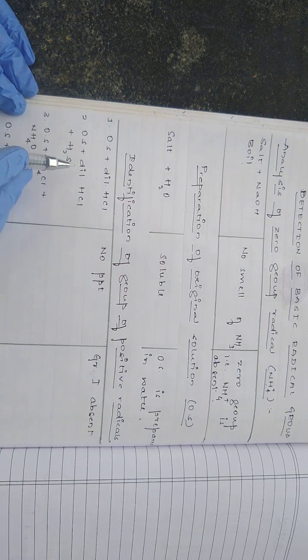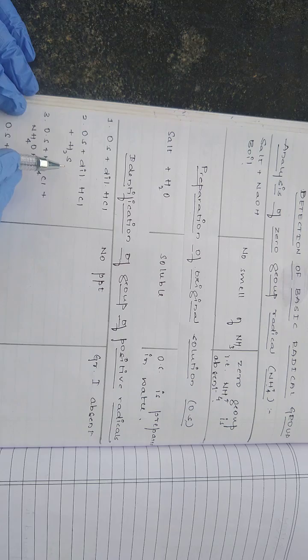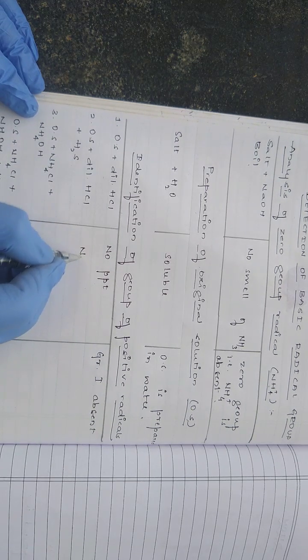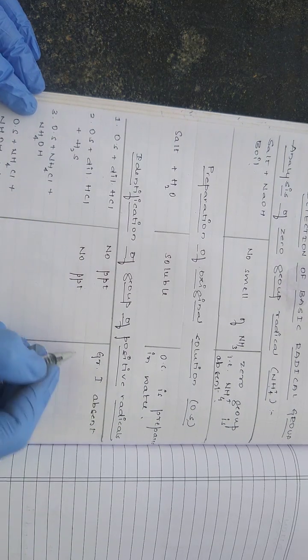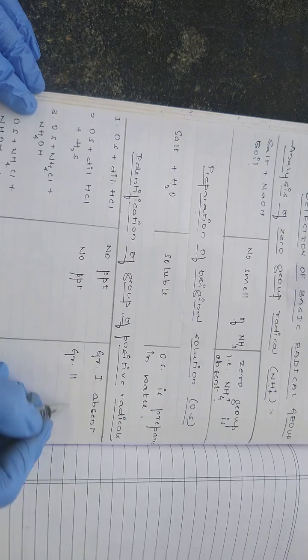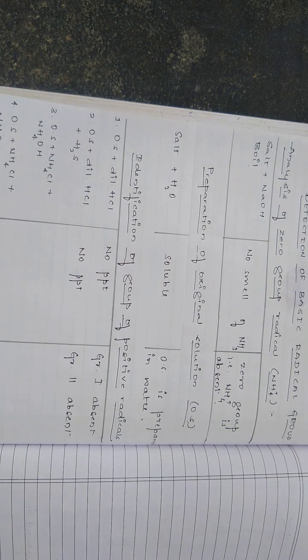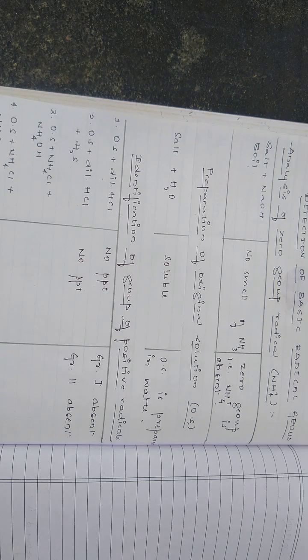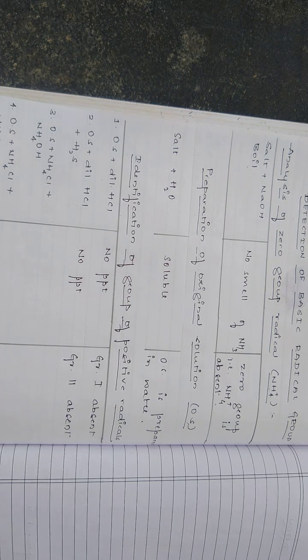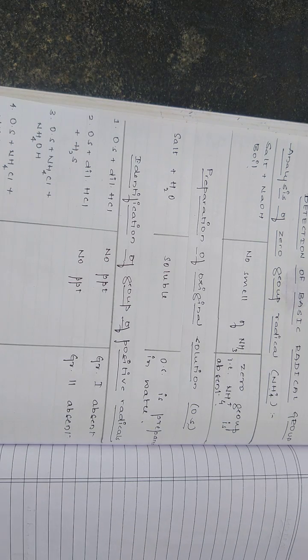Second, OS plus dilute HCl plus hydrogen sulfide, no precipitate. Group 2 absent. So whenever zero group is absent, as I told, we are not going to perform any test for group 1 and group 2. Directly we will be performing the test for group 3.